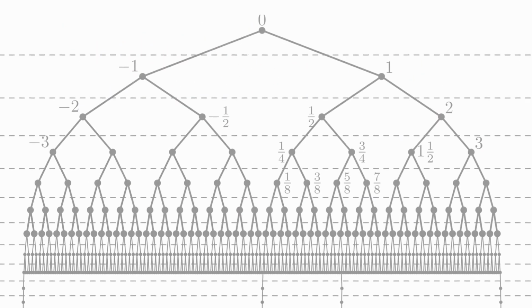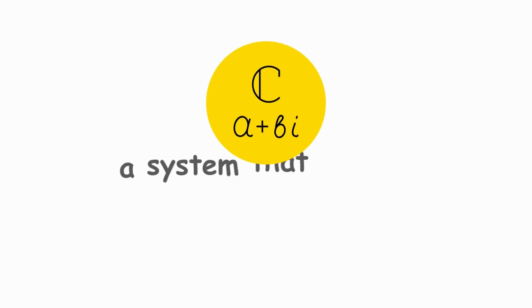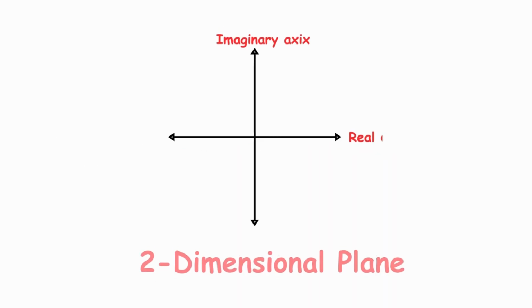Let's think about a different type of extension now. Not filling in the infinite endpoints on a number line, but rather increasing the dimension of our number system. We already know about the complex numbers, a system that extends the real numbers. Whereas the real numbers live on a one-dimensional line, the complex numbers live on a two-dimensional plane.